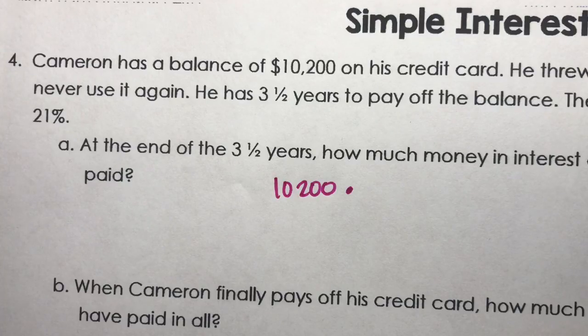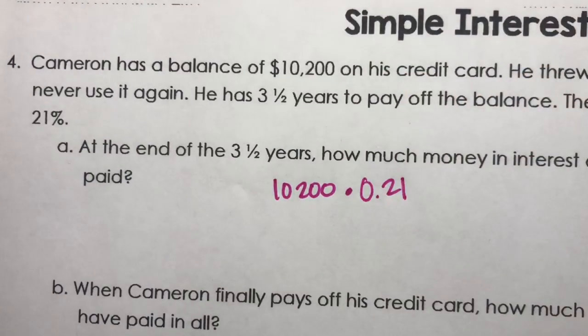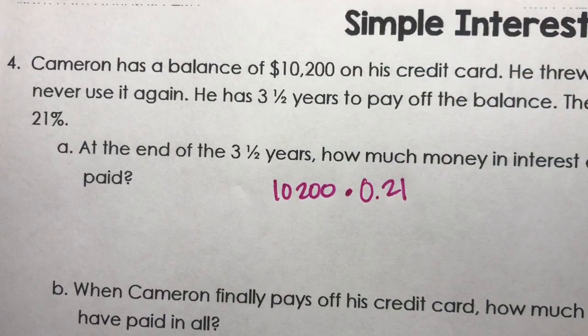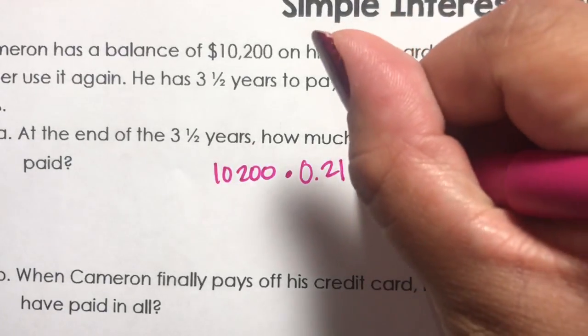It's going to be in decimal form. Okay, so try to figure out what the decimal form is of 21%. You should have gotten 0 and 21 hundredths, or just 0.21. That's fine too. You don't have to include the 0 there. Okay, and then you need to multiply it by the time.